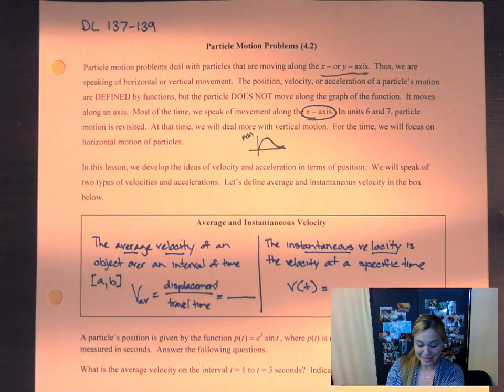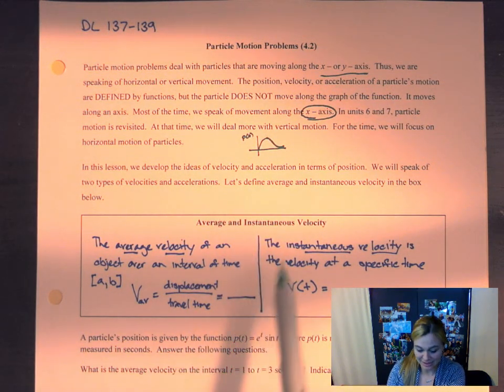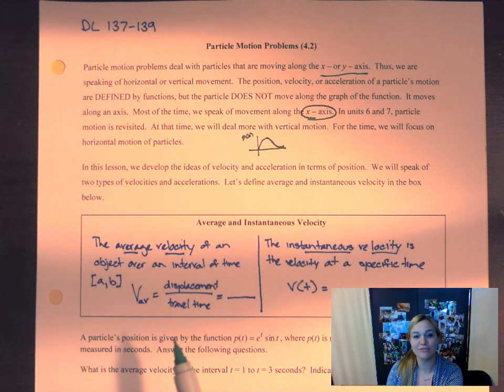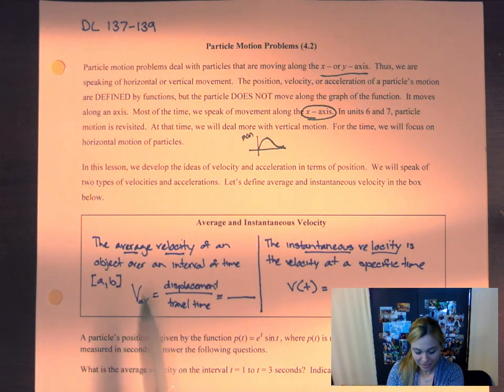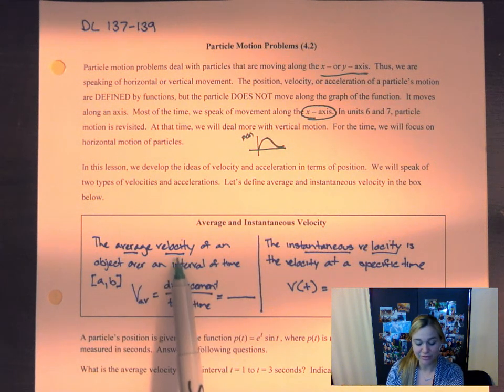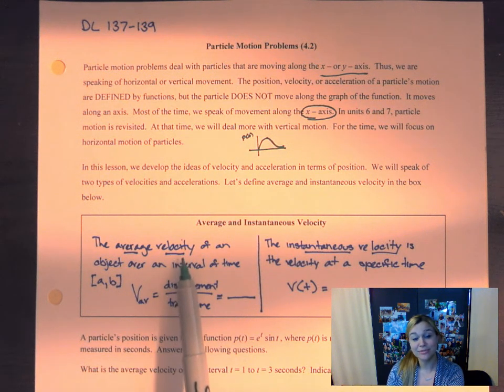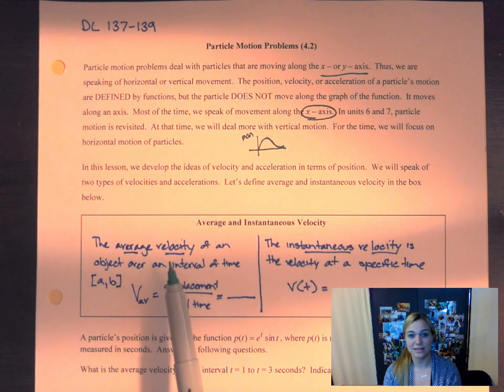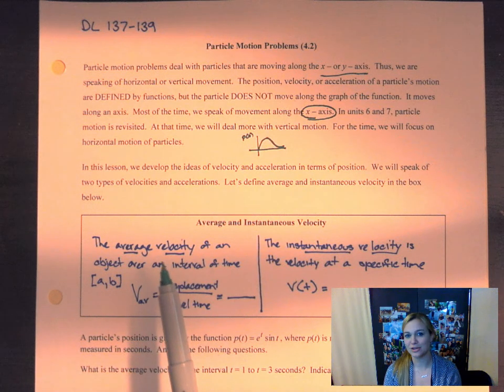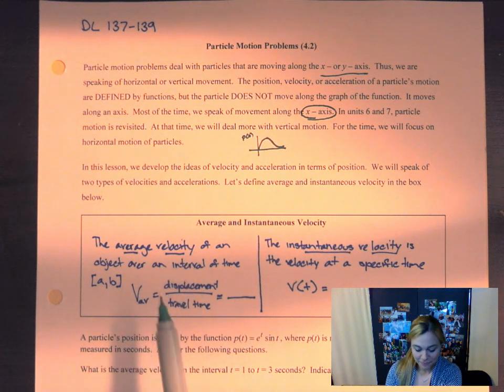Okay, so let's get into this. Average and instantaneous velocity. So if I want to find the average velocity, velocity is a rate of change. Think about it where you've got like miles per hour is a velocity. A velocity has a direction. So if velocity is positive, we're going to talk about it in a little bit, but it has direction. We can know which way the particle is moving.